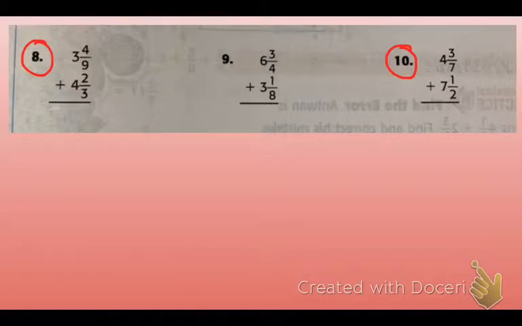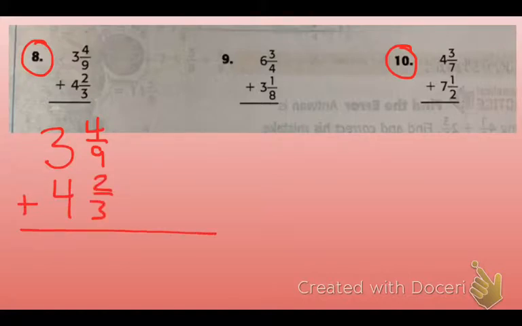All right, so let's take a look at these two problems. I think I'm just going to rewrite them so you can see it a little bit easier on the screen. 3 and 4/9, and we are adding 4 and 2/3. As we look at that, look at your denominators. We got a 9, we got a 3. That tells me we're going to have to get some common denominators here. The LCM of 9 and 3 is going to be 9.